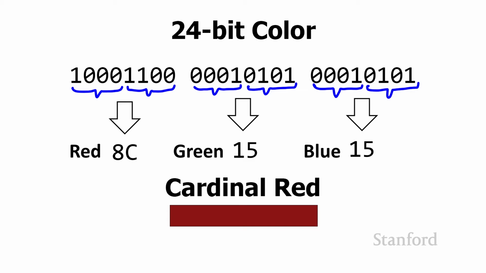And for the web, they're traditionally represented as hexadecimal numbers. So here we've got cardinal red, and it would be represented by the sequence 8C1515. So 6 hexadecimal digits: 2 hexadecimal digits for red, 2 for green, 2 for blue. And as you'll recall from the hexadecimal discussion, each hexadecimal digit corresponds to 4 bits. So 2 hexadecimal digits corresponds to 8 bits, which is a byte. So that's where we get our 6 hexadecimal digits, 24-bit color.